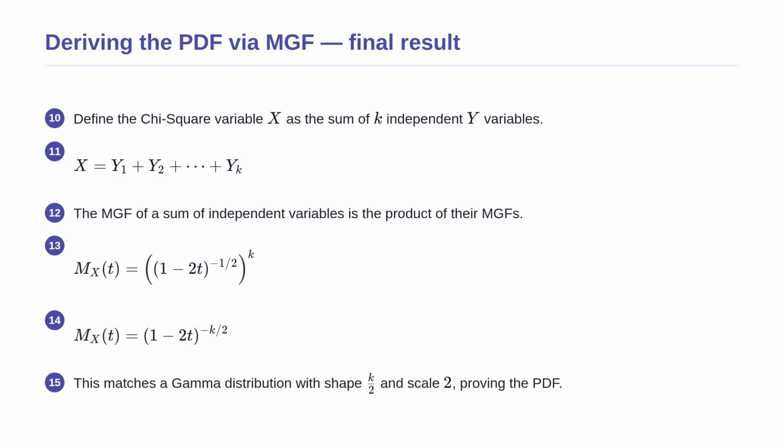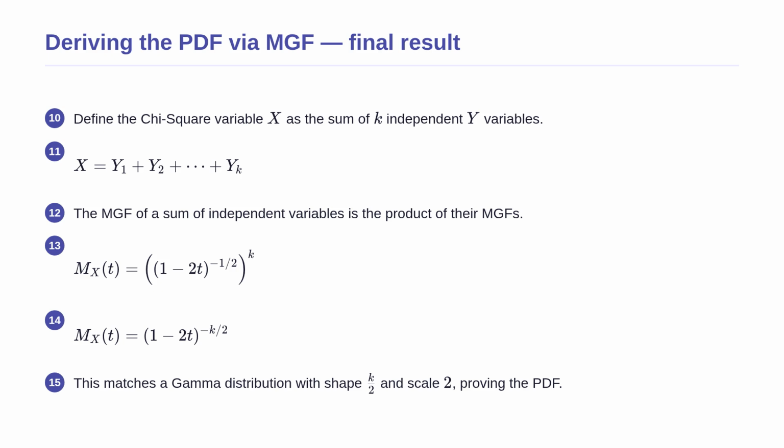Now that we have the blueprint for a single squared variable, we must find it for the entire sum. Let our total chi-square variable be called x, which is the sum of k independent y variables. A beautiful property of moment-generating functions is that the function for a sum of independent variables is simply the product of their individual functions. Since each variable has the exact same blueprint, we multiply it by itself k times. This is mathematically identical to raising it to the power of k.